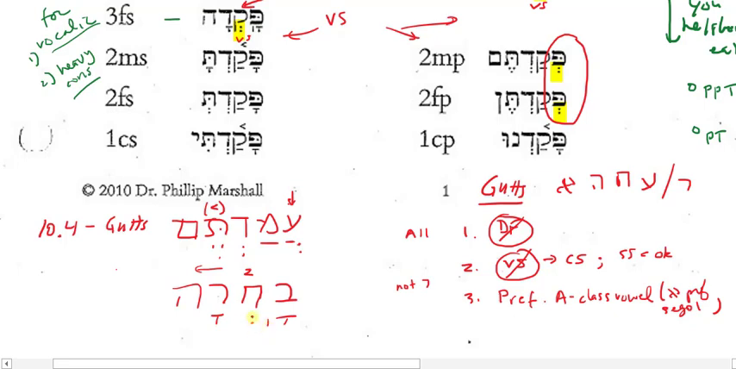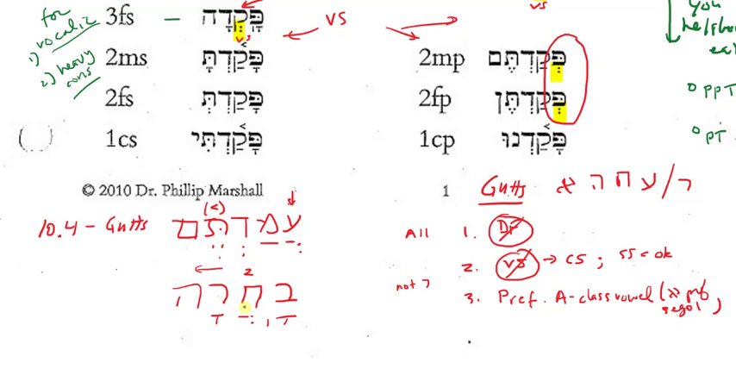And is it going to be okay for me to leave a vocal shava under a guttural like chet? Nope. What am I going to put there instead? A compound shava. And out of the 3 possibilities, the A-class one works just nicely, doesn't it? So it'll be bahara. She chose. Bahar, he chose. Bahara, she chose. Vocal shava becomes a compound shava here. And the same with they chose would be baharu. So you see that the boxes are under those. Everywhere else, this verb is normal. It's only the places where the vocal shava is trying to creep in here.